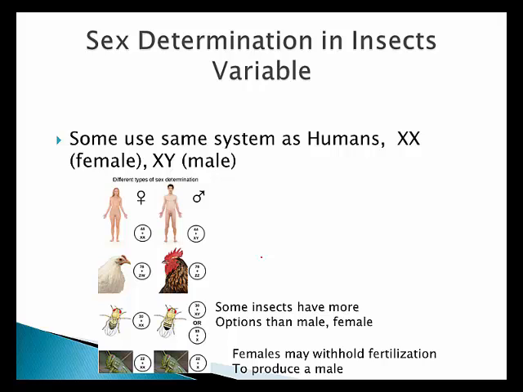But it's much less easy to talk about norms in insect mating systems because diversity has always been the rule. If we start with sex determination, some insects do it the way humans do it. That's to say, females are XX and males are XY.